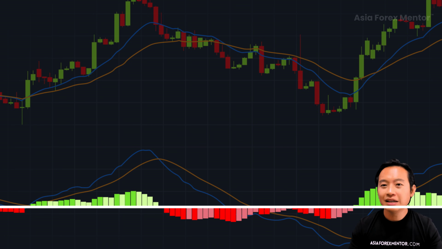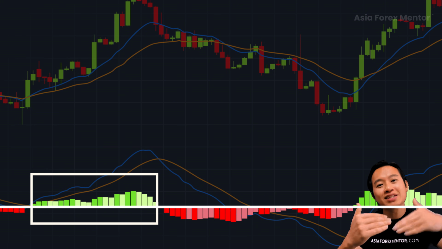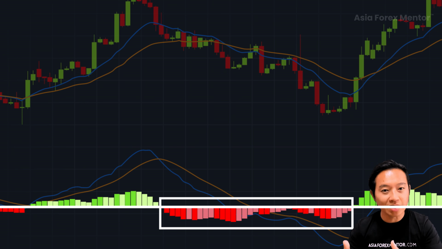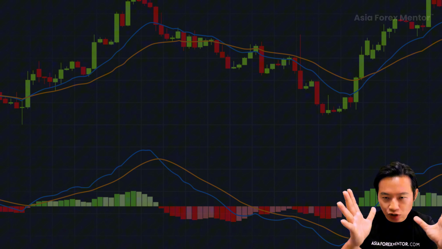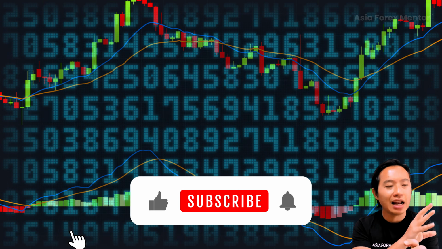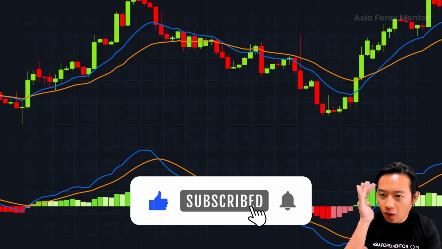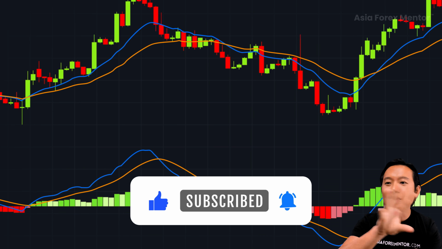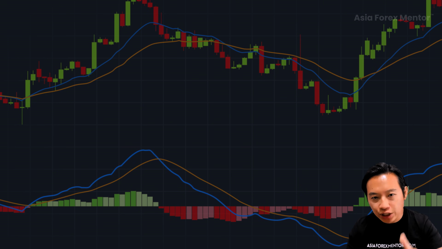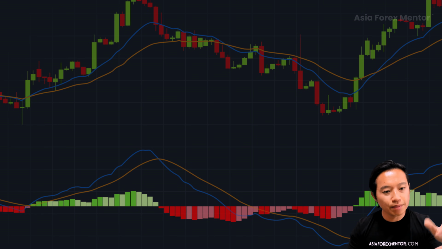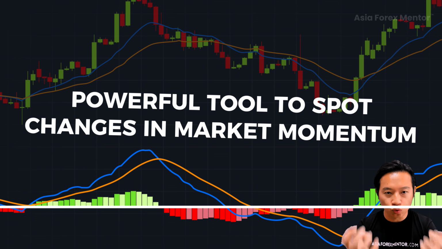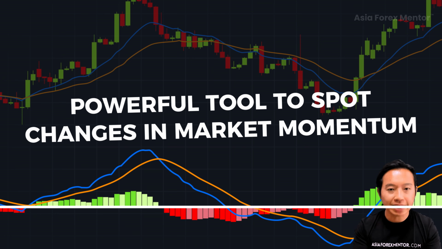So this histogram is to remove all this calculation. The moment you see it above being green, the momentum is strengthening. If it's below and red, it's weakening. This allows you to understand that behind all these pictures there are actually numbers and how it works behind it. But now, as traders, what matters is how we use it. The MACD is a combination of all these bars and lines, which makes it a very powerful tool to spot changes in market momentum.